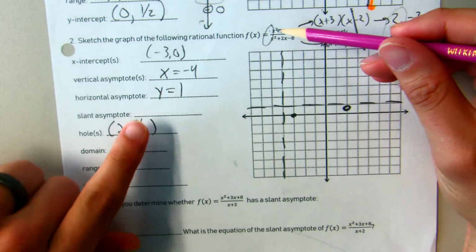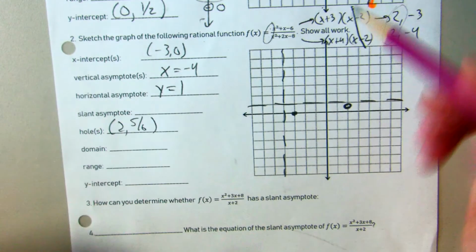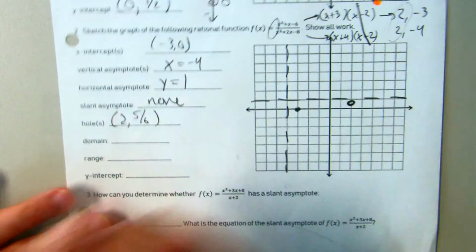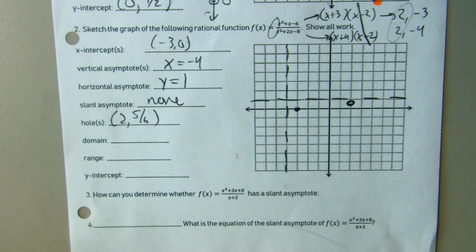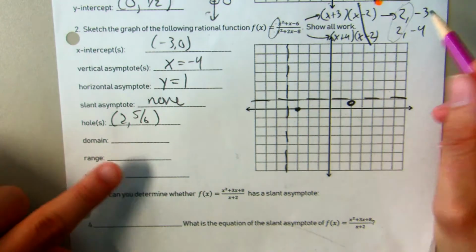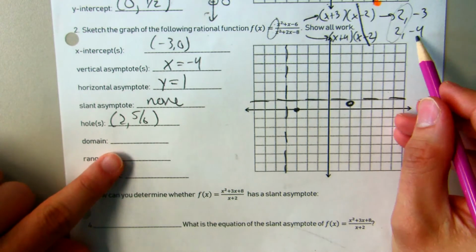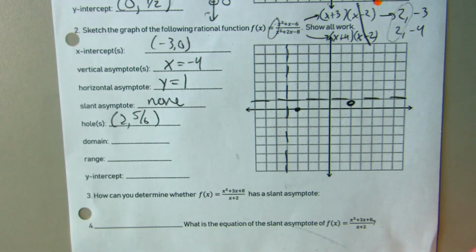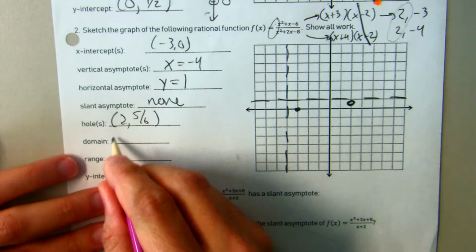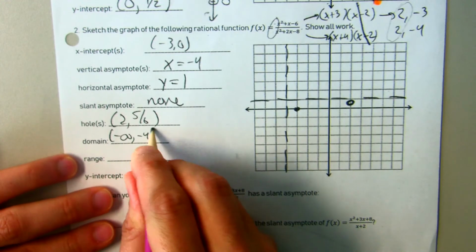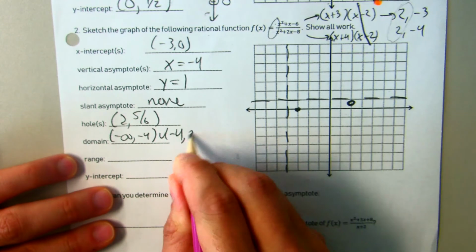A slant asymptote is only if the degree of the numerator is 1 bigger than the degree of the denominator. So right here. The domain has me take out the numbers that are division by 0, whether it's a hole or vertical asymptote. The domain does not care about that, just that you can't plug those in. So we have to skip 4, and we have to skip 2.